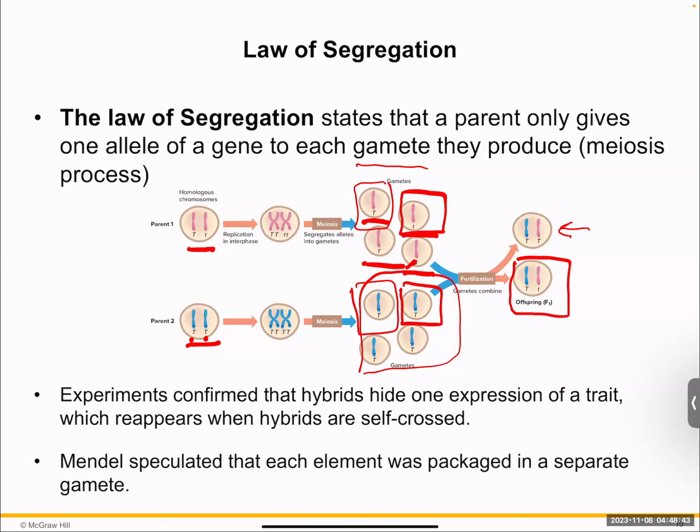Now, again, this experiment basically confirms that the hybrids hide one expression of the trait, which reappears when the hybrids are self-crossed. So we will look at this concept in just a minute as we look at the Punnett square and how those characteristics get passed on.